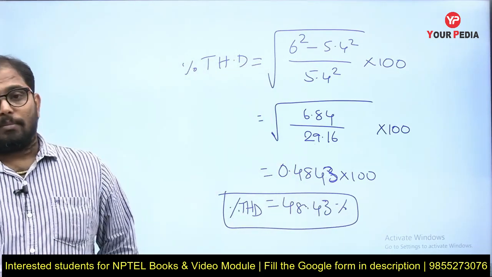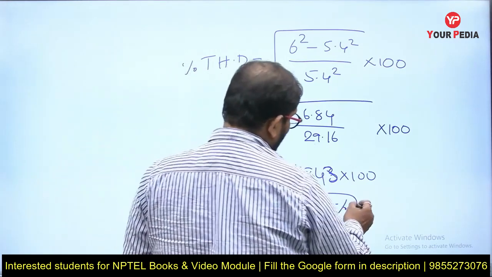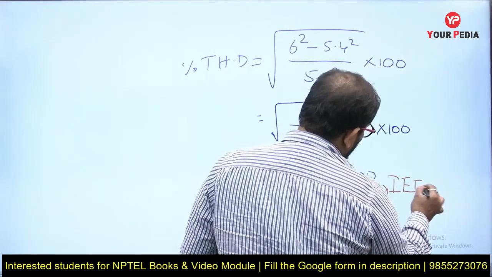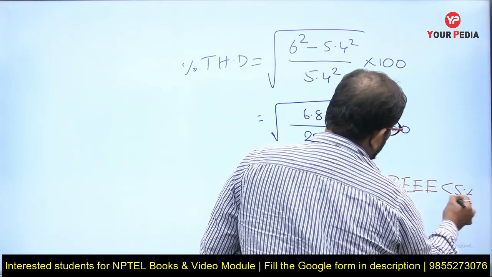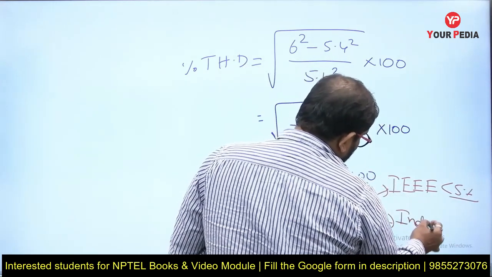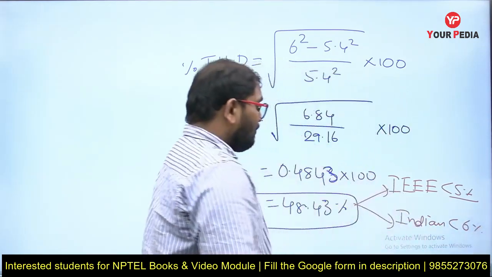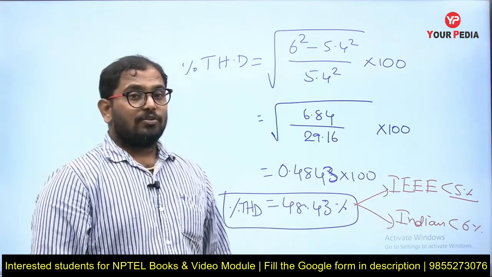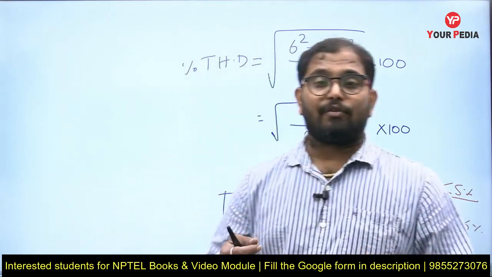But how much is the maximum allowable THD according to the international standards and Indian standards? If you take the international standards, that is the IEEE standards, this value should be less than 5% as the allowable range. According to the Indian standards, it should be less than 6%. But how much percentage do you have? 48.43.